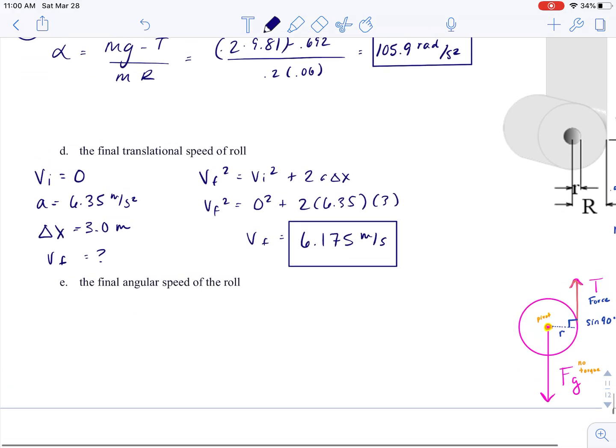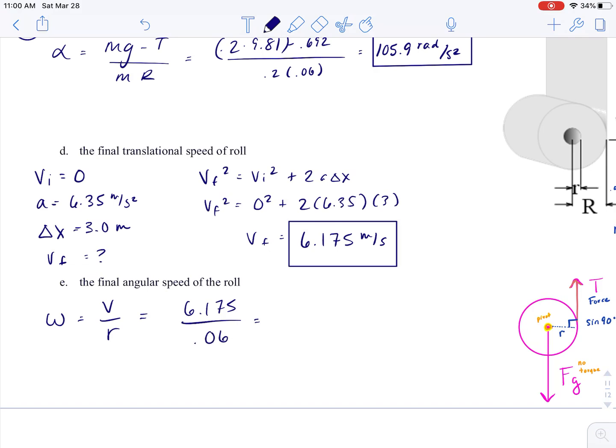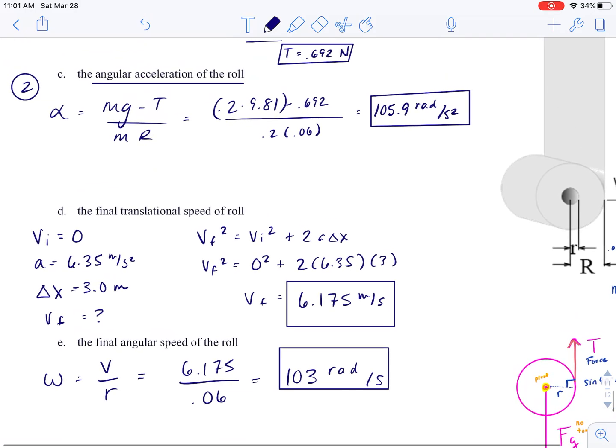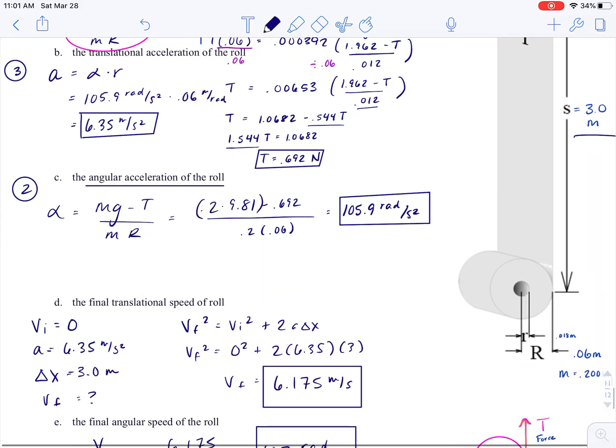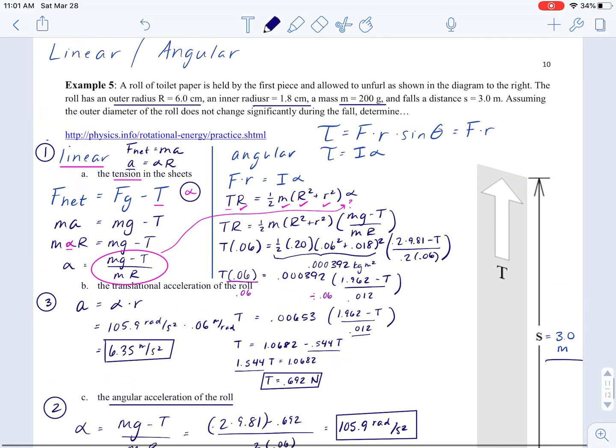And then again, to convert that to an angular speed is pretty straightforward, because angular speed is linear speed divided by the radius. So I would take 6.175 and divide by that outer radius, and I get 103 radians per second. All right, there you have it. Everything you wanted to know and more about unfurling a roll of toilet paper.